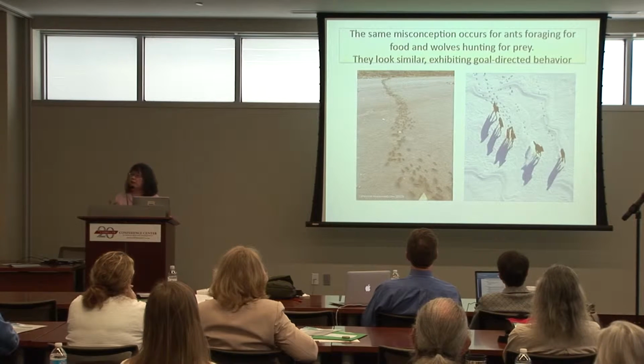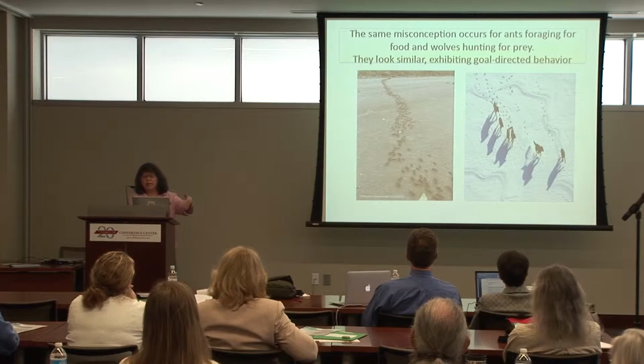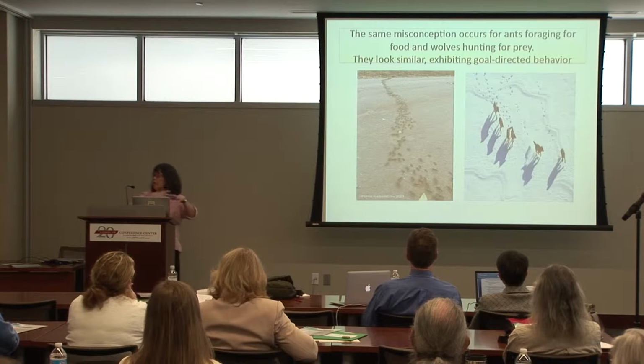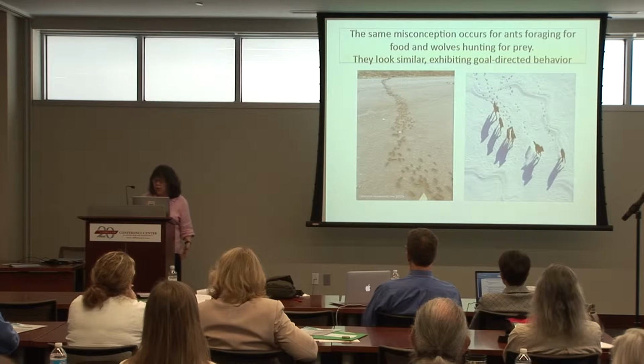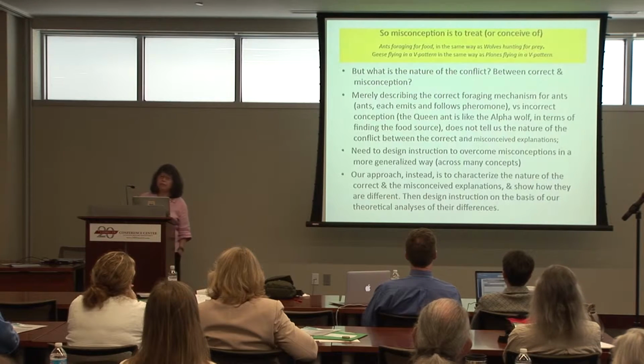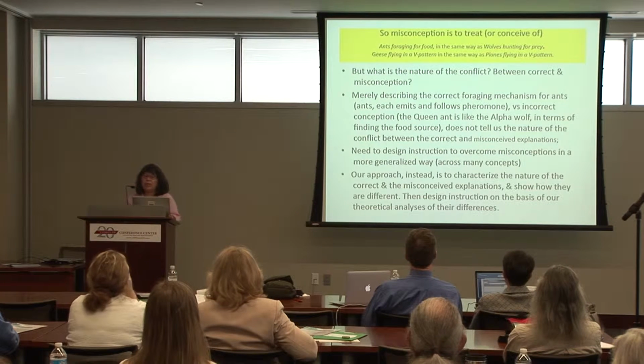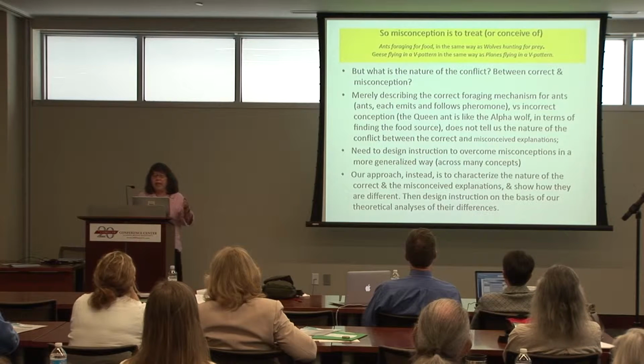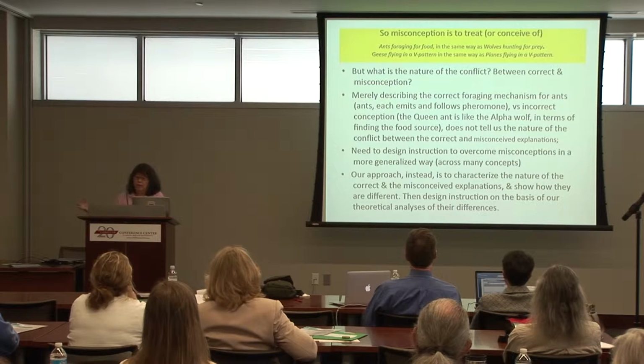They look similar in that they seem to have goal-directed behavior. They march in single file. They go toward a food source and then disperse and go toward another food source as if they kind of knew what to do, as if the alpha wolf was targeting the prey. So the misconception in these two examples is to treat ants foraging for food as wolves hunting for prey, or geese flying in a V pattern as pilots flying in a V.